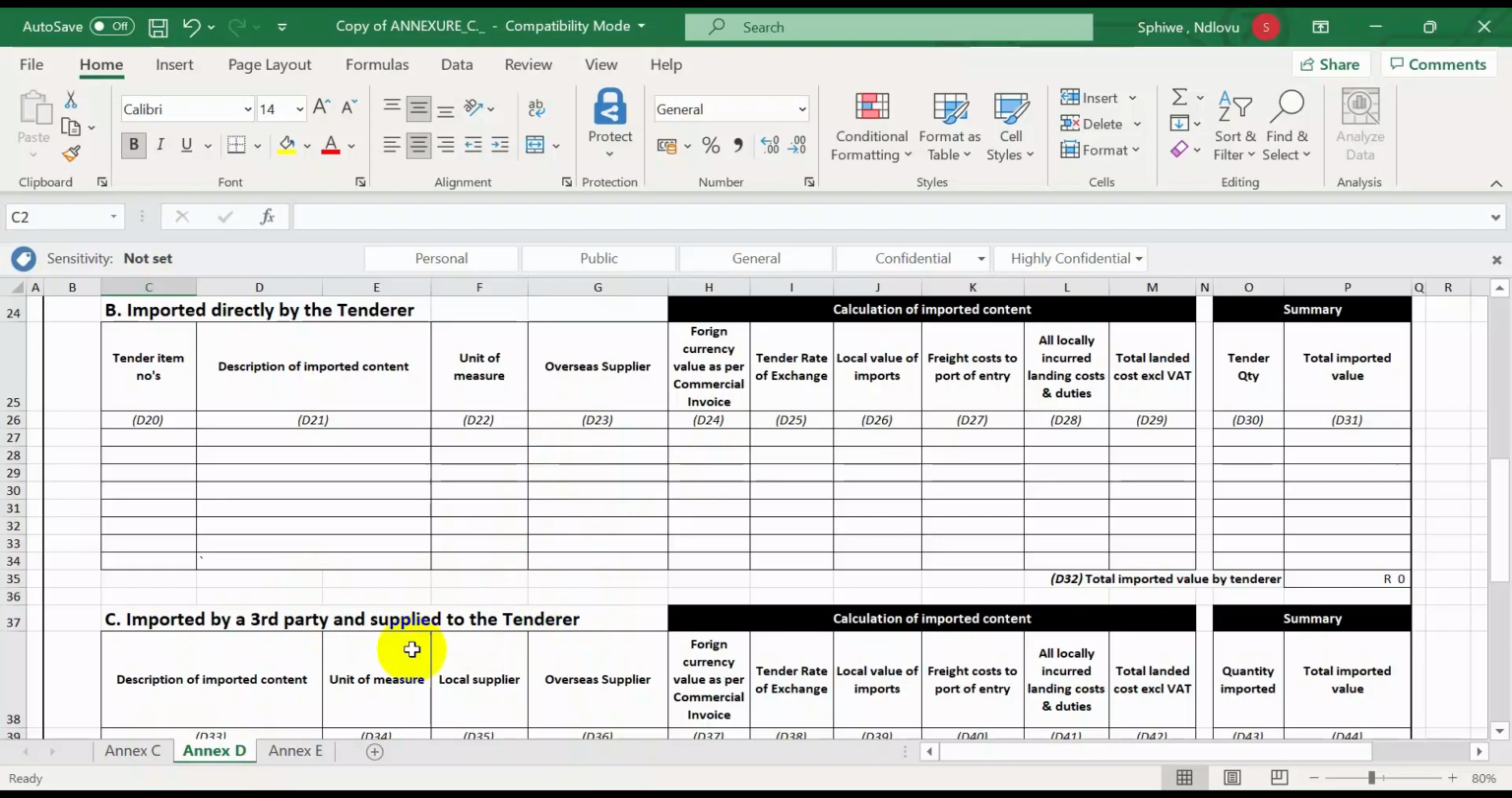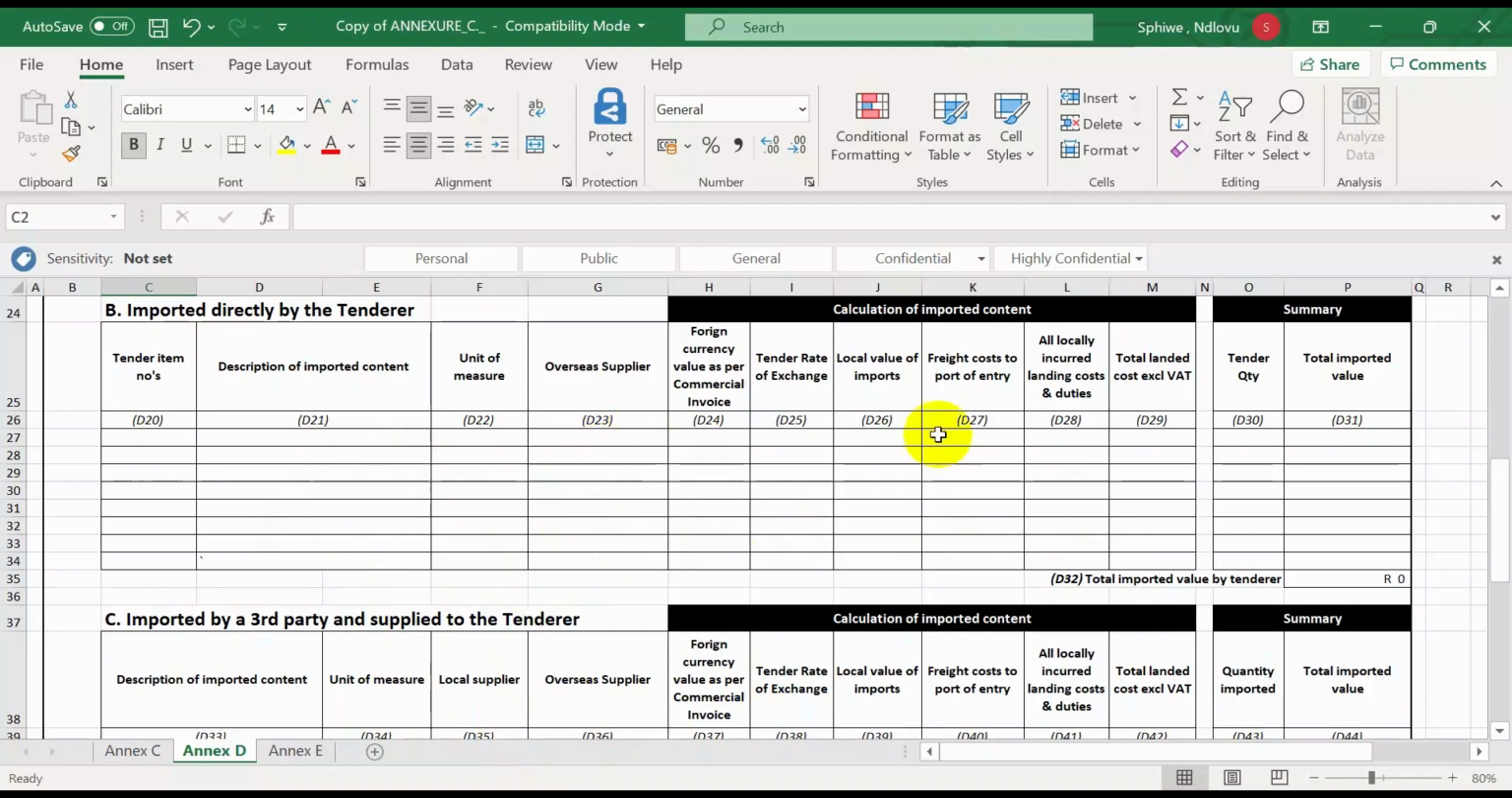Are you going to import it via a third party? A third party is somebody who's importing on your behalf, and you go and buy the things from them, and those people are already based in the country. So you need to decide, how are you importing? If you go in directly, then you complete this section. If you're going to get them in the country via a third party, then you complete this section.